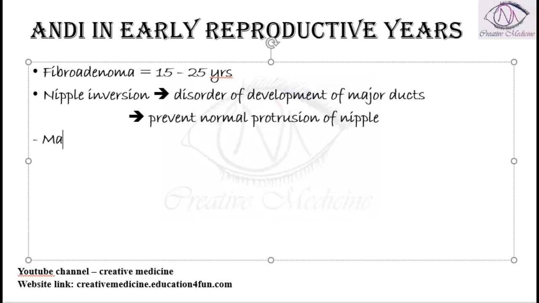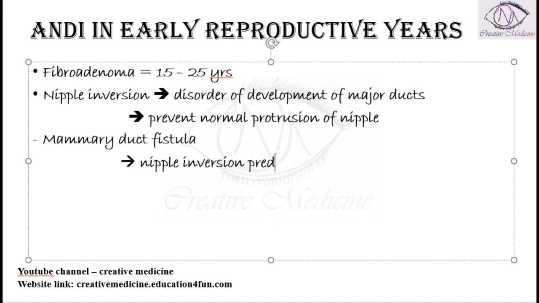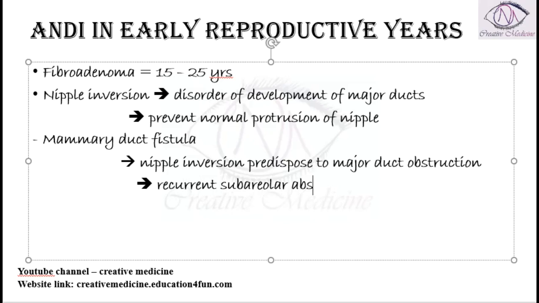Then we have mammary duct fistula. Mammary duct fistula is also an aberration in early reproductive years. In mammary duct fistula, nipple inversion occurs, and this nipple inversion will predispose to major duct obstruction. Because of this major duct obstruction, recurrent subareolar abscess is seen, and this recurrent subareolar abscess may result in mammary duct fistula.